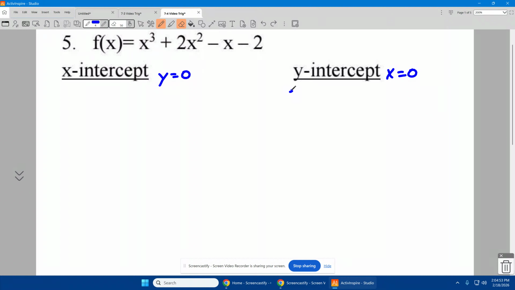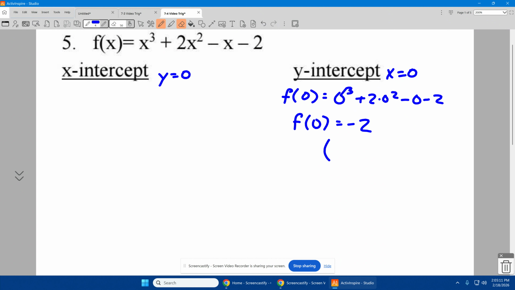So all I'm going to do is I'm going to do what? I'm going to set the x value to 0. So 0 cubed plus 2 times 0 squared minus 0 minus 2. What do you get? You get, when the x is 0, the y value comes out to be negative 2. So the y-intercept is occurring at 0, negative 2. That's where that graph, x cubed plus 2x squared minus x minus 2, crosses the y-axis. 0, negative 2. That's easy.